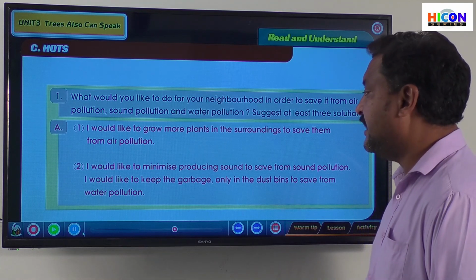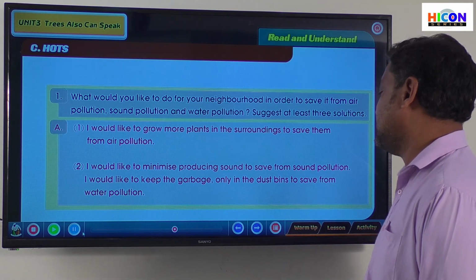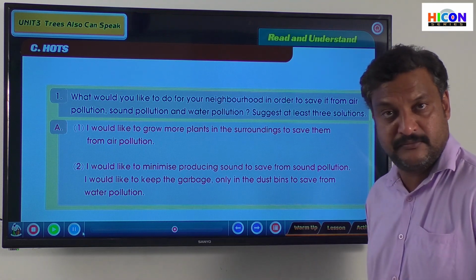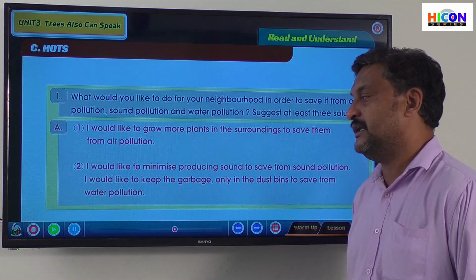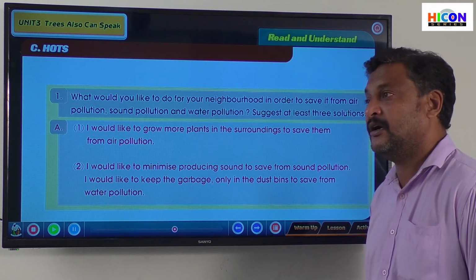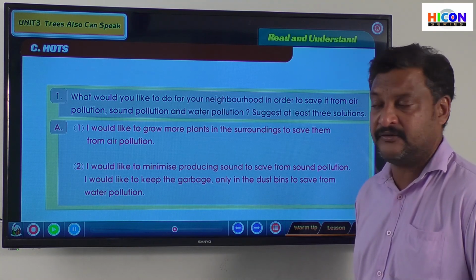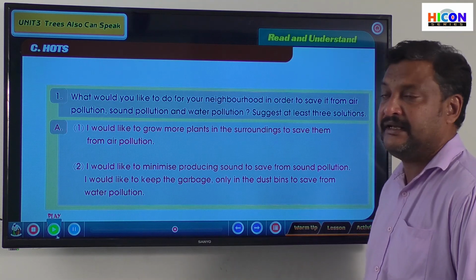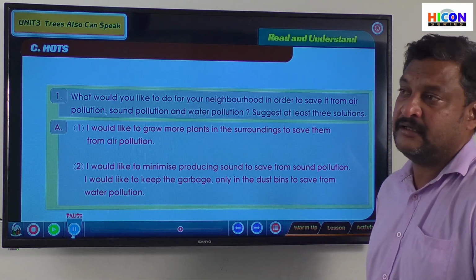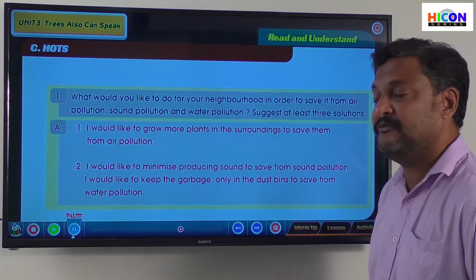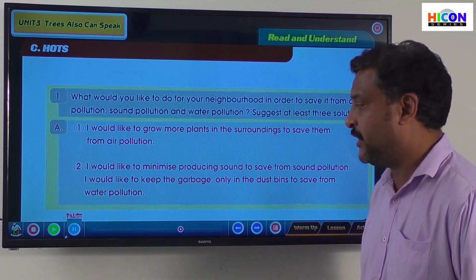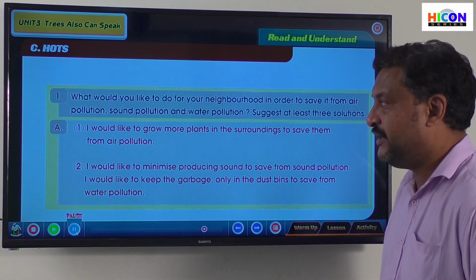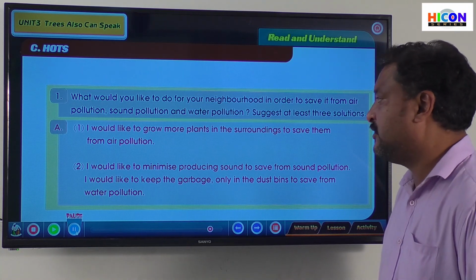I would like to keep the garbage only in the dustbins to save from water pollution. So I won't throw the garbage into the drain or road or something like that, but I will keep the garbage in the garbage bin itself. Okay, the waste bin itself, so that this waste will not get mixed up with the water and cause water pollution. Right? So these are the 3 things that we could do.